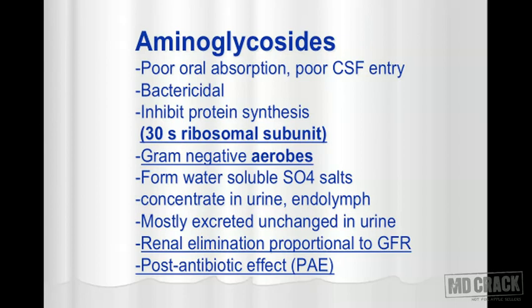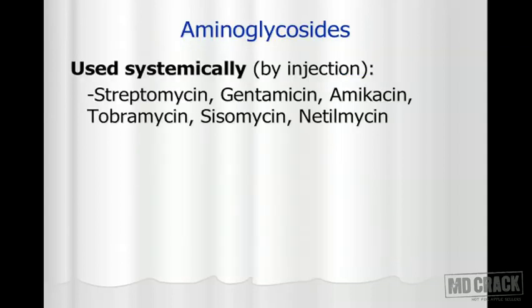They are going there in the unchanged form, and that has great significance: the renal excretion is going to be almost proportional to the glomerular filtration rate. So the renal elimination is proportional to glomerular filtration rate. We need to keep this in mind. We're going to explore this fact later. Lastly, the aminoglycosides demonstrate a very typical phenomenon called the post-antibiotic effect, PAE. We're going to discuss this further in our module. We go to the next slide.